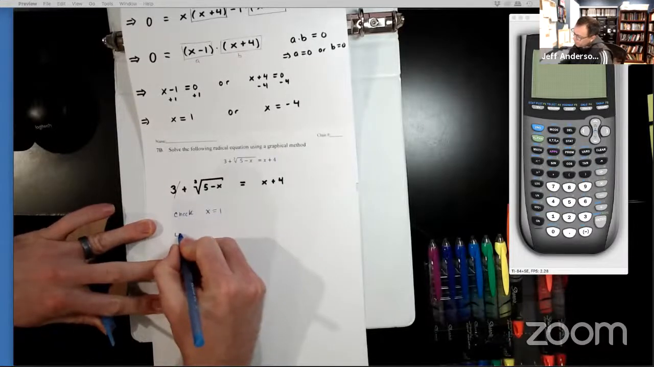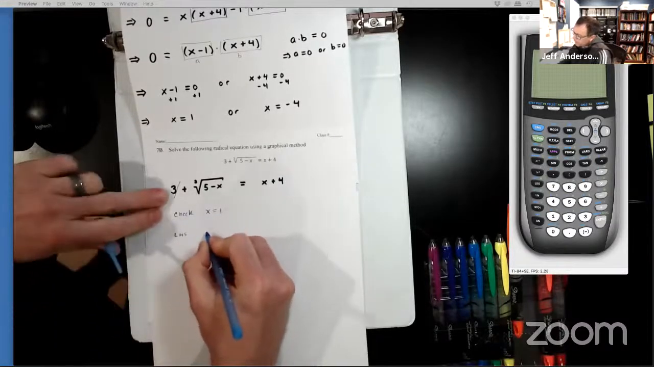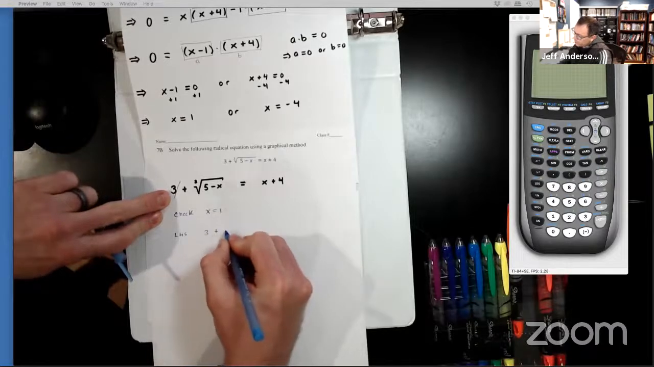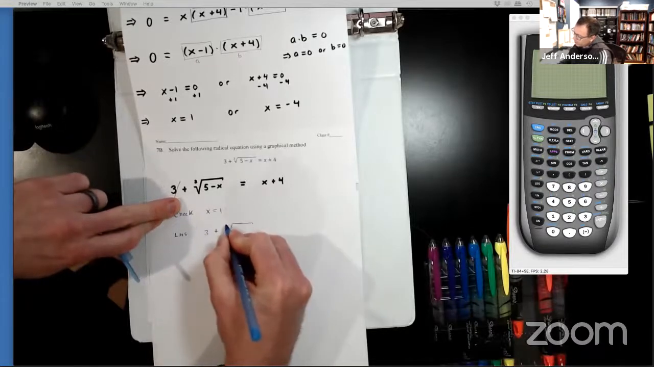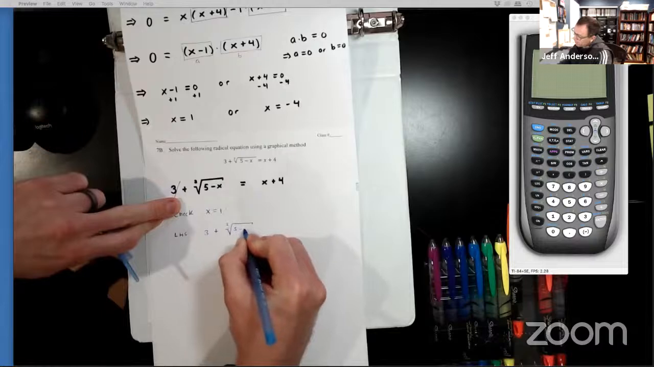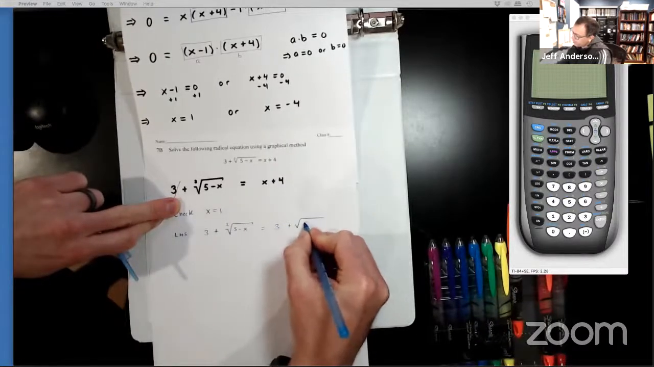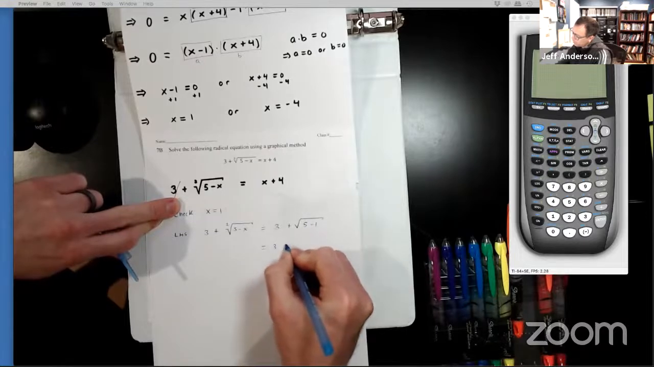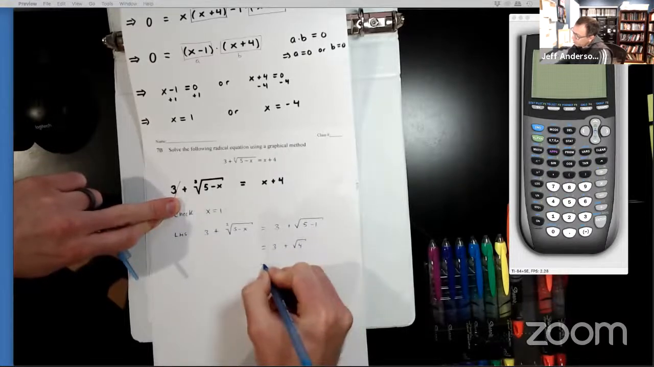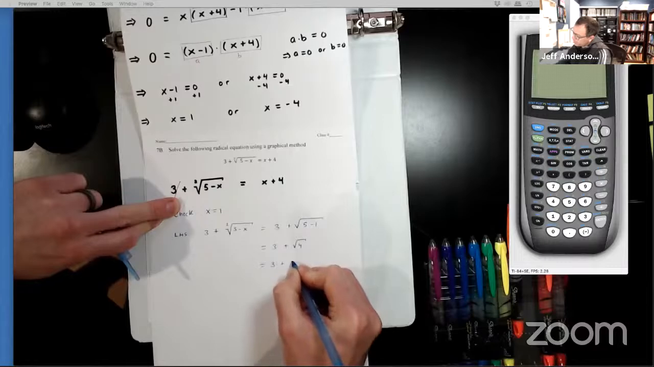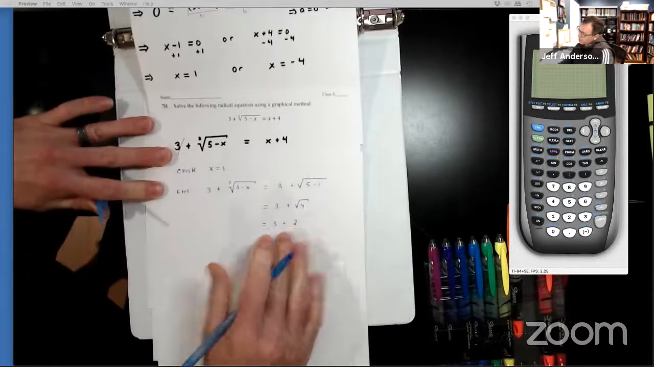If I do the left-hand side, everywhere I see an x, I'm going to put in a 1. So this is 3 plus the square root of 5 minus x, well, we said that x was 1, so this is 3 plus the square root of 5 minus 1, which is 3 plus the square root of 4, which is 3 plus 2. Okay, let's check the right-hand side.